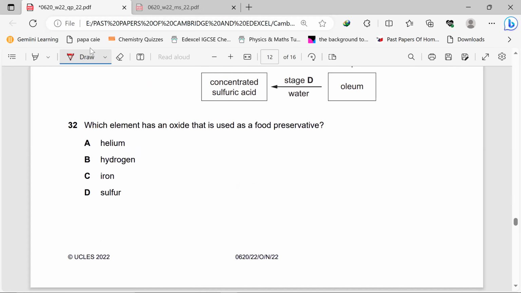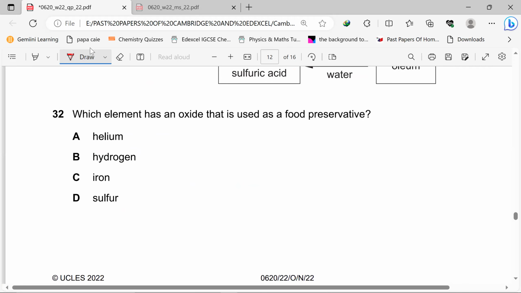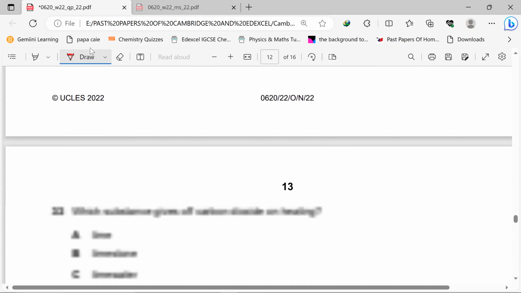Number 32, which element has an oxide that is used as a food preservative? Helium does not have an oxide. The oxide of hydrogen is water. Iron oxide we do not use, because iron oxide means it may be rust. So it's basically the oxide of sulfur, which can be used as a food preservative. So 32, D is the only correct answer.